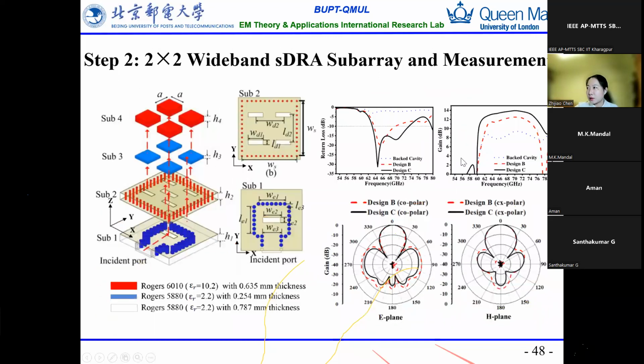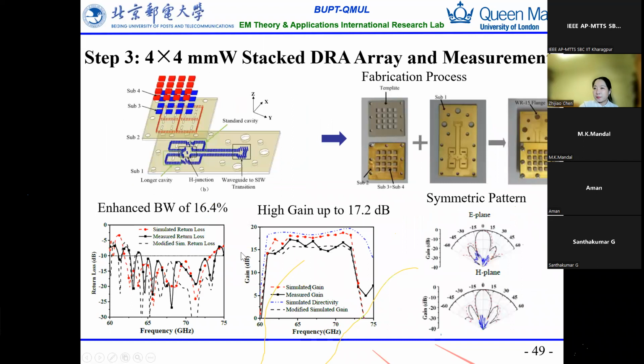With this design, we can see that without the loading of these two DRAs, you only achieve a very narrow band. With the loading of the stacked DRA, a wide band and high gain are achieved. This antenna also has a higher gain with a narrow beam width and small cross polarization. And here is the fabricated result. This is the prototype.